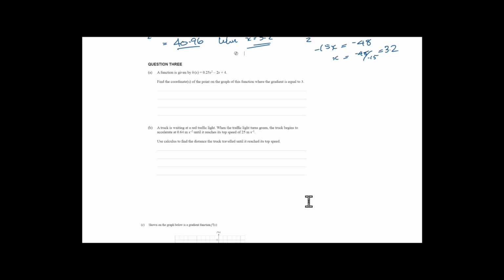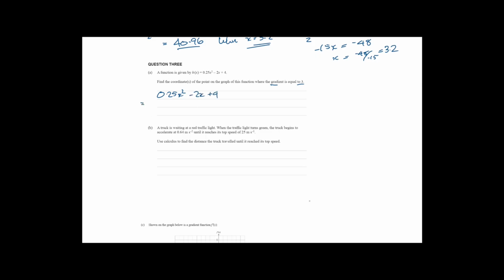Find the coordinates of the point on the graph of this function above where the gradient is equal to 3. Okay, so we're looking for the gradient. So we're going to differentiate it and we're going to find out what x equals when we set that equal to 3. So our original function is 0.25x squared minus 2x plus 4.